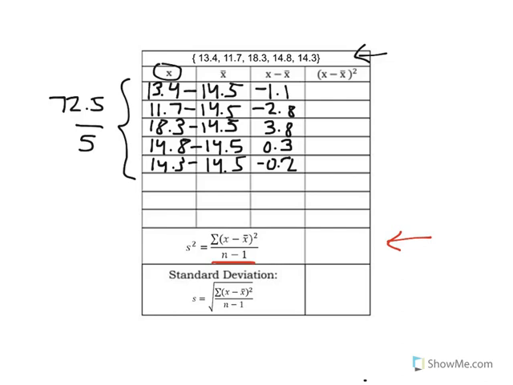Okay, so now our next step is to square all those. So when we do negative 1.1 squared, I get 1.21. Negative 2.8 squared is 7.84, so this is where all your values should turn positive and be squared. This is 3.8 squared, 14.44. 0.3 squared is 0.09. Negative 0.2 squared is 0.04.